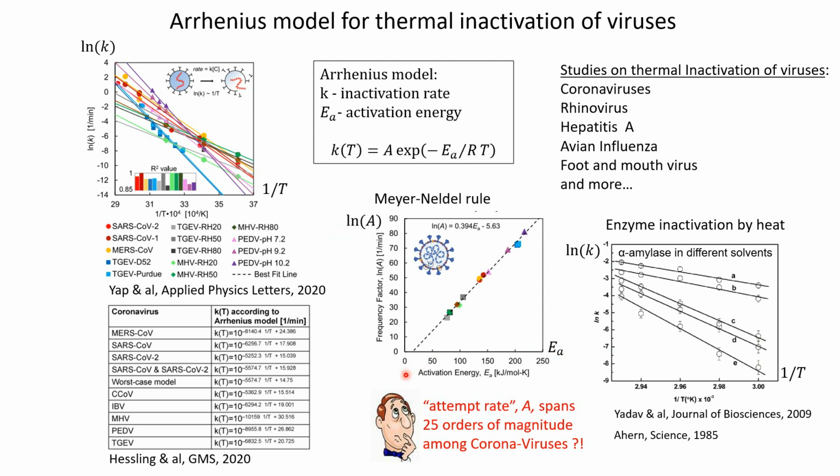However, the funny thing is that A spans 25 orders of magnitude, only among different species of coronaviruses. This suggests that the constant A is actually not an attempt rate and does not represent a physical meaning. Therefore, we need to seek a new theoretical mechanism that explains the results. In fact, since Svante Arrhenius proposed his law in 1889, it has been established that the activation barrier is a free energy with entropic contribution rather than a fixed energy.